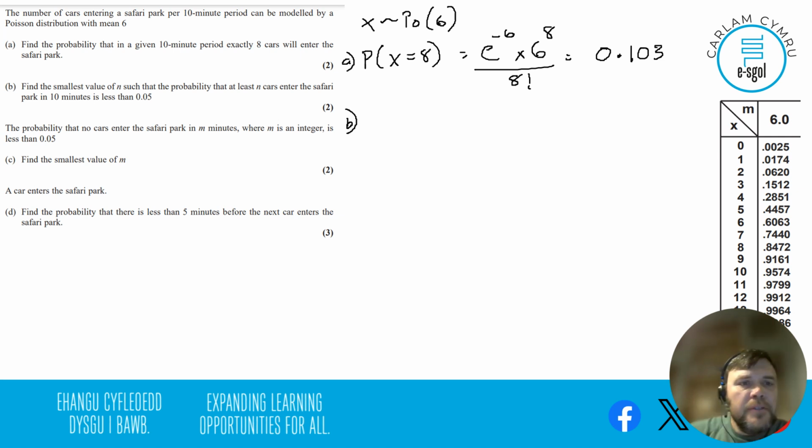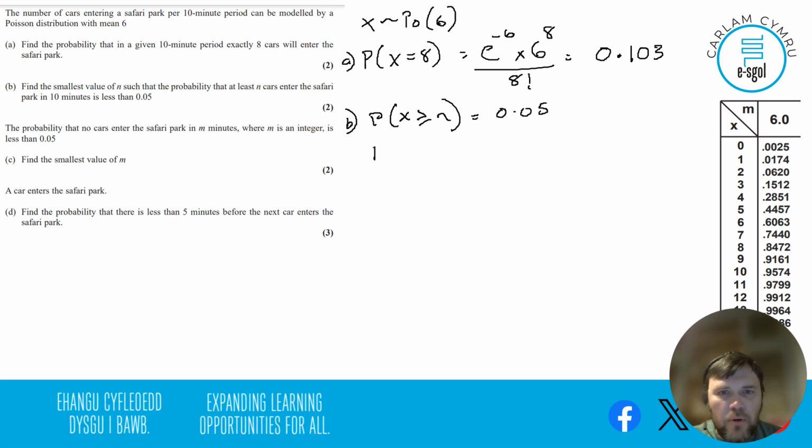Part B states: find the smallest value of n such that the probability that at least n cars enter the safari park in that 10-minute interval is less than 0.05. If at least n cars are entering, it's going to be X greater than or equal to n. You can remember how we would do this beforehand. We could write this as equal to 0.05, or we could flip it on itself and say the probability of X being less than n is equal to 1 minus 0.05. So the probability that X is less than n is equal to 0.95.